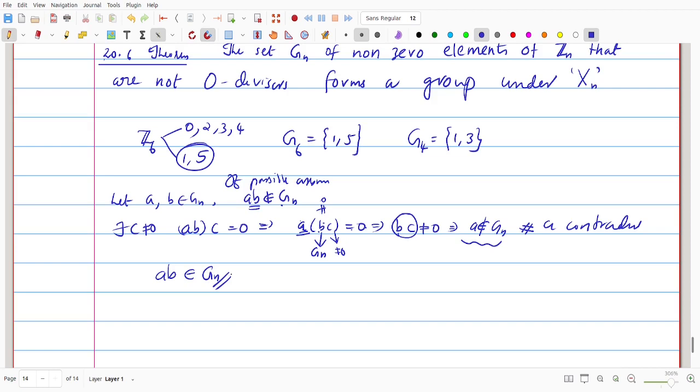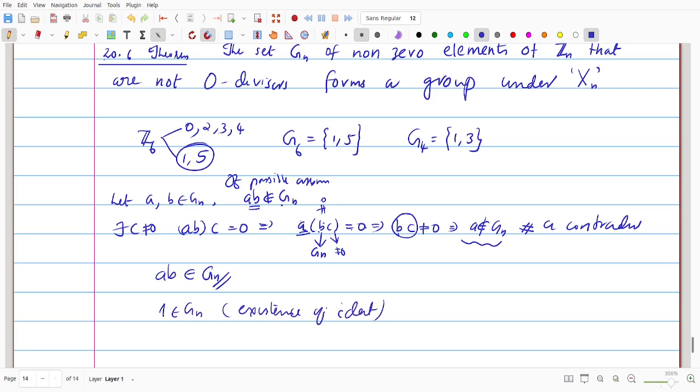Next, we need to prove associativity, but we are dealing with the elements of a ring. In a ring, the elements satisfy the associative property of multiplication. So we need not worry about the associative property of the multiplication of the elements of Gn, because Gn is a subset of the ring Zn. Multiplication modulo n is always associative. Now we can easily show that 1 belongs to Gn, because 1 is a non-zero quantity and 1 is not a zero divisor. So this shows the existence of identity.